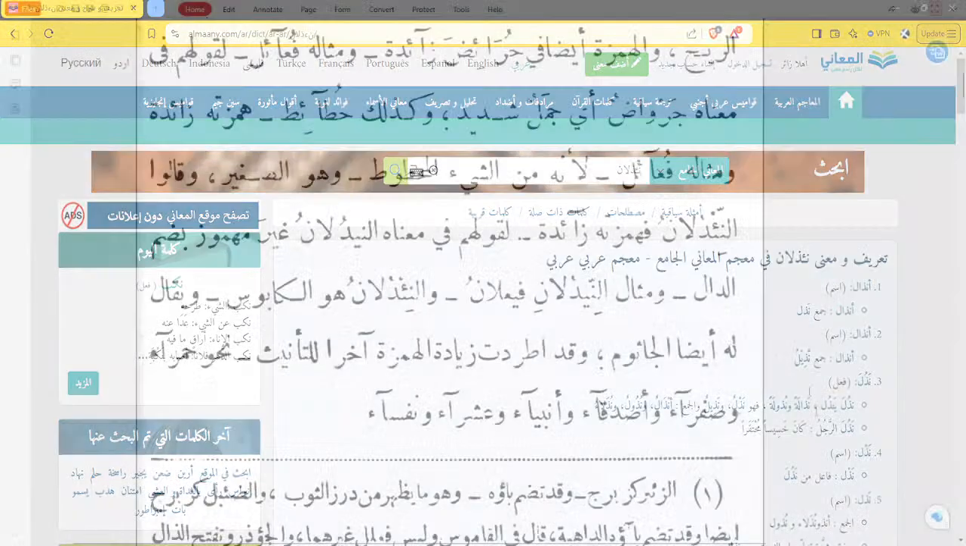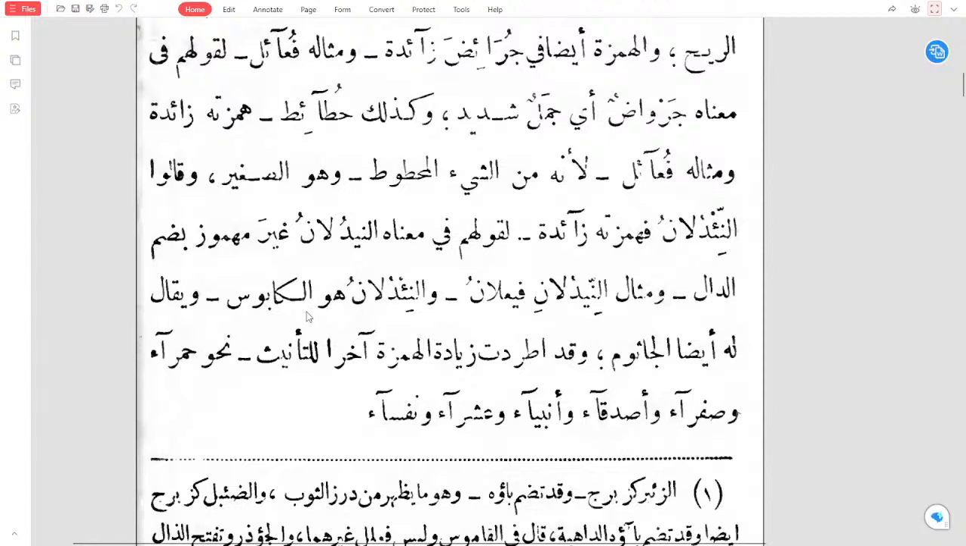Let's return to the book. Oh, he's mentioned here subhanallah. لقوله في معناه النيدلان والنئدلان فهمزته زائدة. The hamza will be extra in here because they say in the same meaning النيدلان without a hamza غير مهموز بضم الدال with a ضم on the دال. ومثال النيدلان فيعلان. The scale of نيدلان is فيعلان.